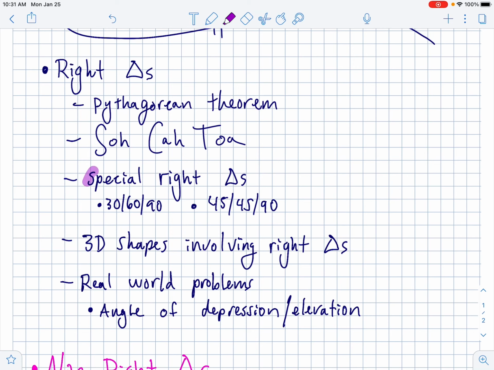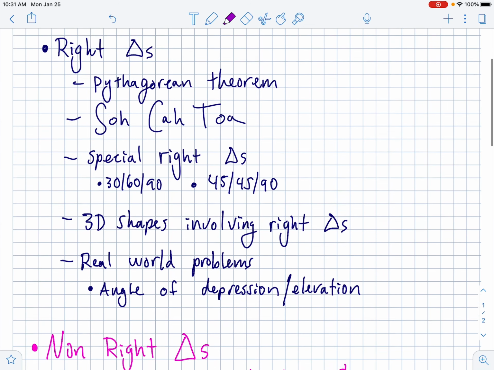A couple times in this chapter, special right triangles did come up. So we still expect you to know, if you take the sine of 60 degrees, that it's root 3 over 2, because that does come up on those special nice triangles, like 30 degrees, 60 degrees, 45 degrees.